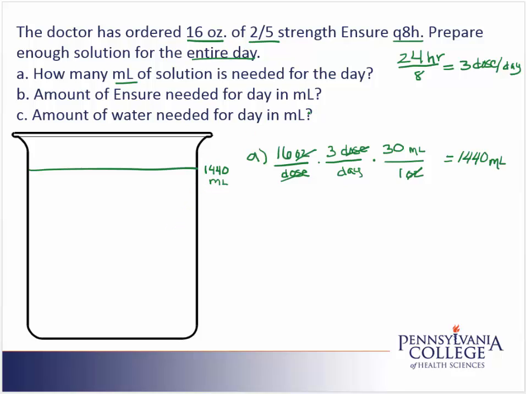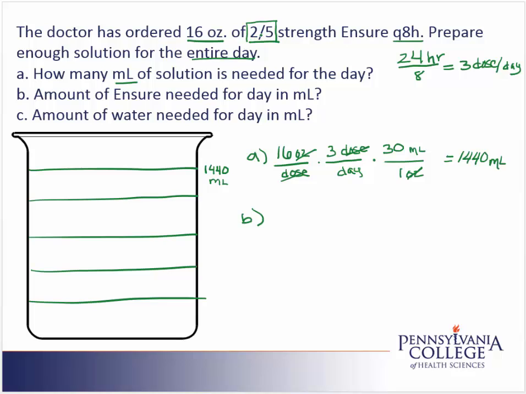So part B and C asked me to split this into the 2 parts. Part B asked me about the amount of Ensure. So I'm looking back at my problem, and I find right here that it's supposed to be 2/5 strength. So the 5 on the bottom of this fraction tells me that this is divided into 5 sections. So 1, 2, 3, 4, 5.